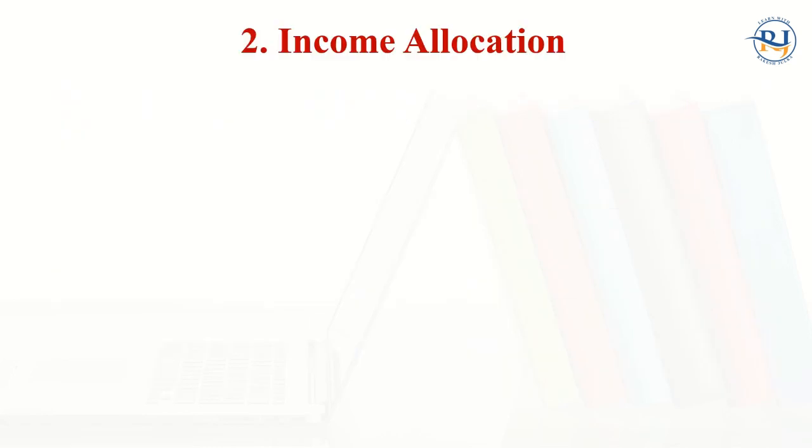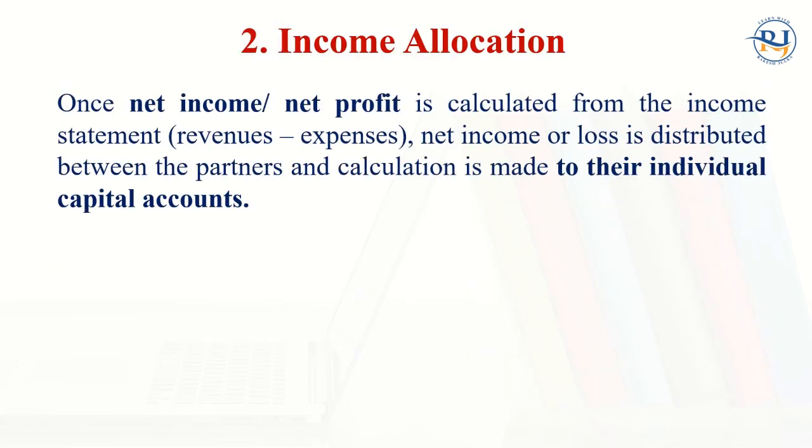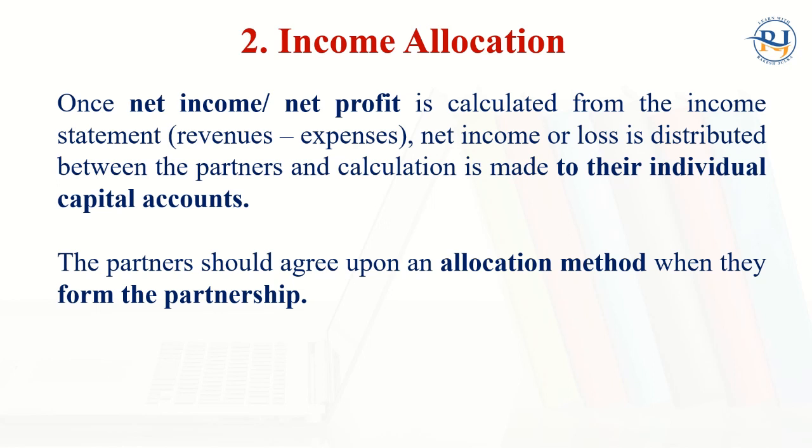Next, we have the income allocation. Once net income, or we can say net profit, is calculated from the income statement, revenue minus expenditure is equal to net profit or net income. Net income or loss is distributed between partners and the calculation is made to their individual capital accounts. The partners should agree upon the allocation method when they form the partnership.